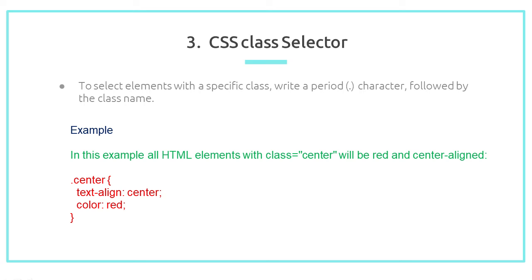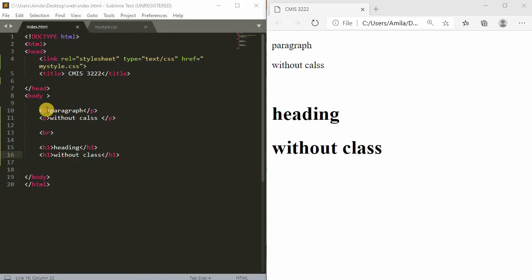CSS class selector. The class selector selects HTML elements with a specific class attribute. To select elements with a specific class, write a period character followed by the class name. In this example, all HTML elements with class equals center will be red and center aligned. Here we have 2 paragraphs and 2 headings. One of them gets the class center.